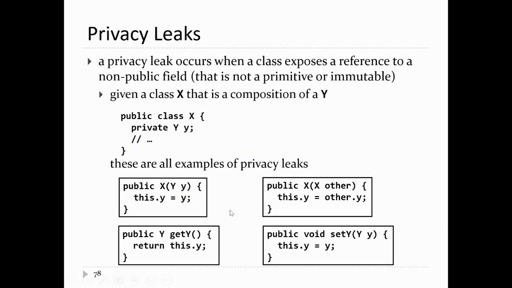All of those examples that I showed you are examples of privacy leaks. If you've got some class X, and internally it's got some Y object, then whenever you write this.Y = Y, or return this.Y, you've got a privacy leak. In the constructor, you have to make a copy of the incoming Y object. In the copy constructor, you have to make a copy of the other object's Y object. In the mutator, you have to make a copy of the incoming Y object. In the accessor methods, you have to return a copy of your internal Y object.